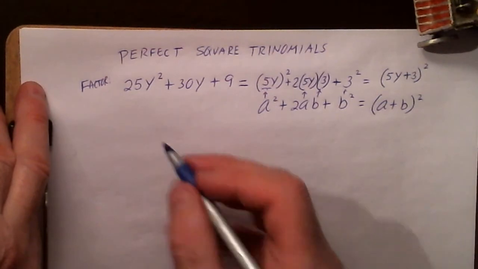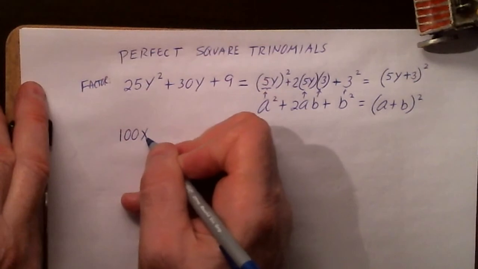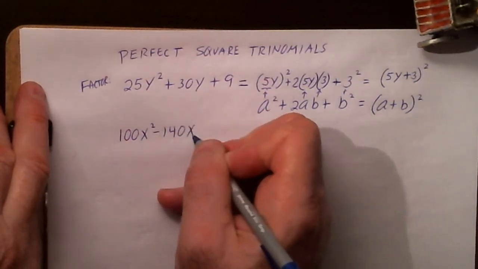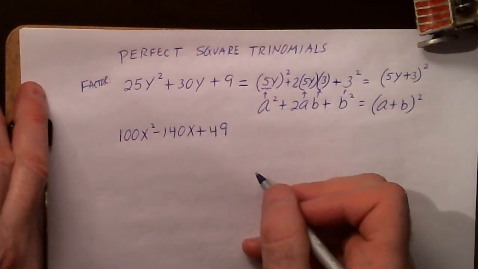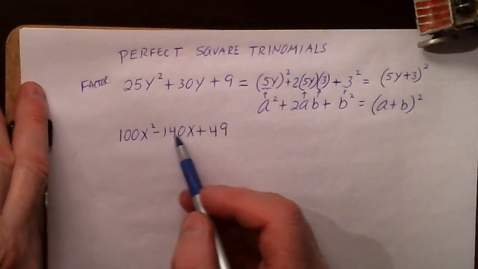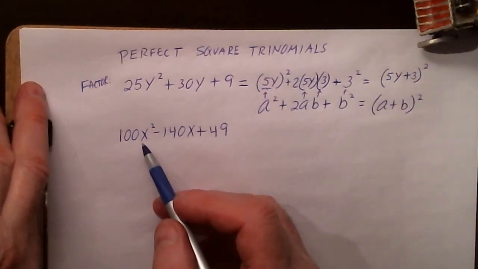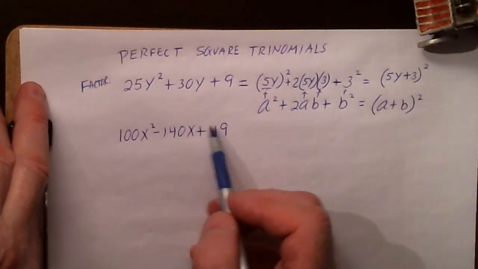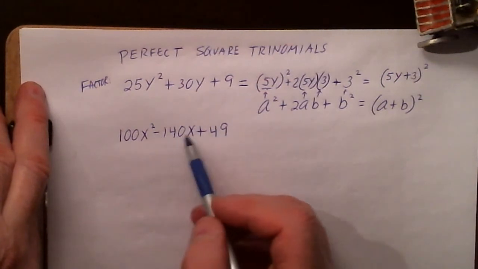Let's try another one here: 100x squared minus 140x plus 49. Notice there's nothing you can factor out of all three terms of this trinomial, and to factor it using the grouping method would be somewhat cumbersome because you'd have to take 100 times 49, which would give you 4,900. And it's kind of difficult to think of what two factors of 4,900 would sum up to negative 140.